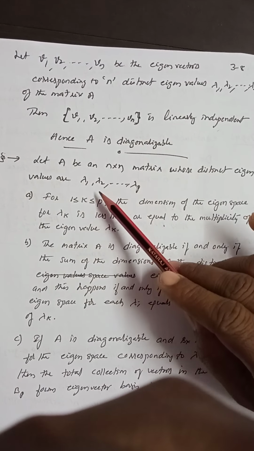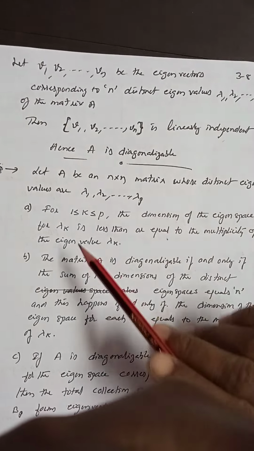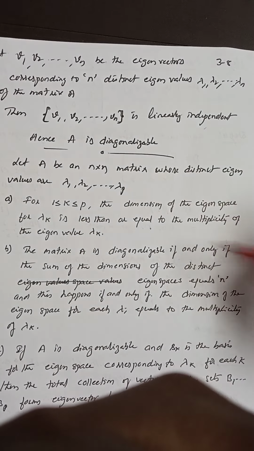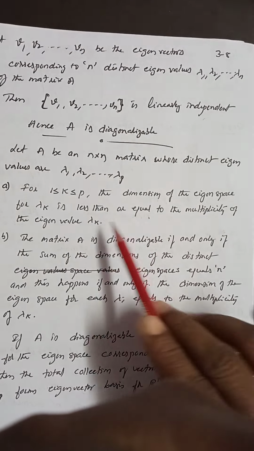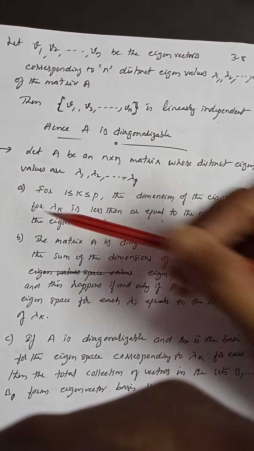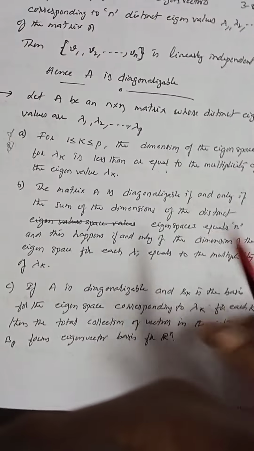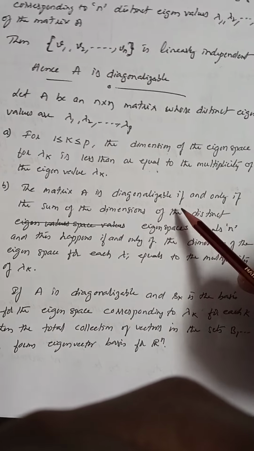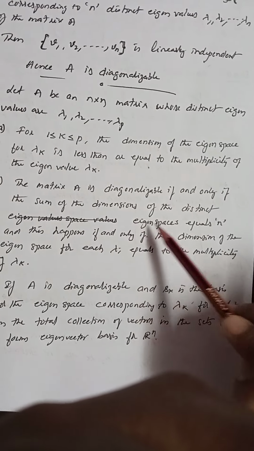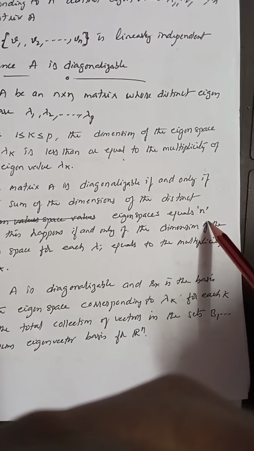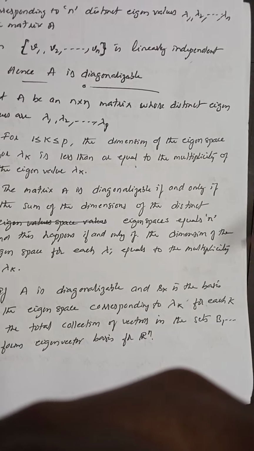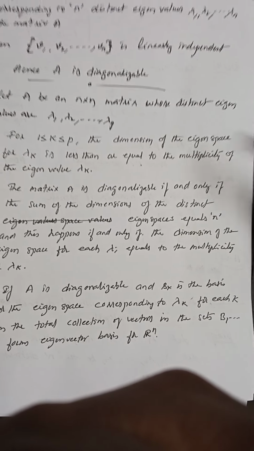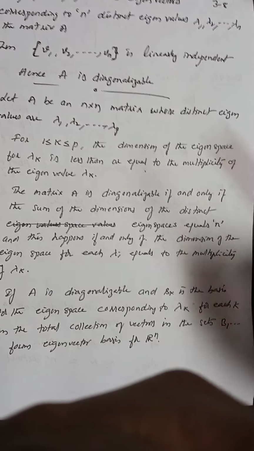Next, let A be an n by n matrix whose distinct eigenvalues are lambda 1, lambda 2 and so on lambda p. For 1 less than or equal to k less than or equal to p, the dimension of the eigenspace for lambda k is less than or equal to the multiplicity of the eigenvalue lambda k. Important concept. Now, the matrix A is diagonalizable if and only if the sum of the dimensions of the distinct eigenspaces equals n, and this happens if and only if the dimension of the eigenspace for each lambda k equals the multiplicity of lambda k.